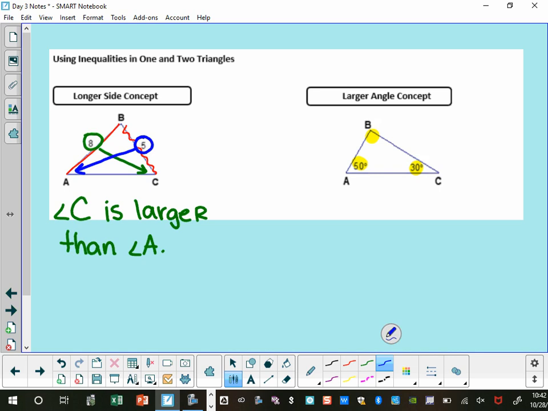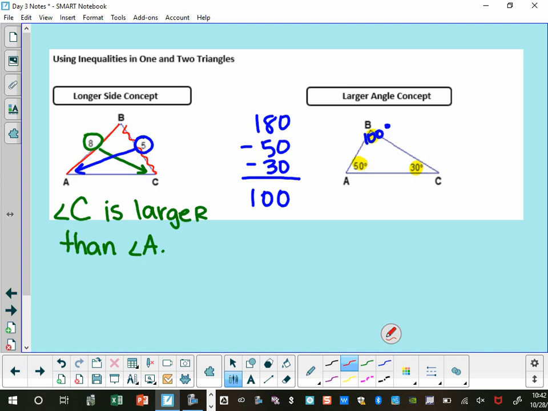What's this missing angle here? 80. Wait, what? What's my missing angle? Oh, gee. 100, right? Because if I have 180 minus 50 minus 30, I'm left with 100, which is my missing angle. Okay? So we found our missing angle. Now we're going to see which side is going to be longer.